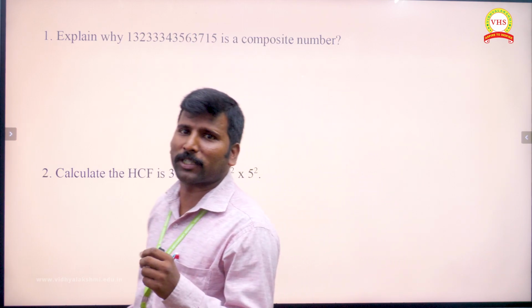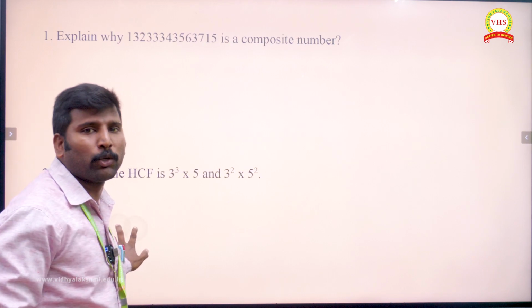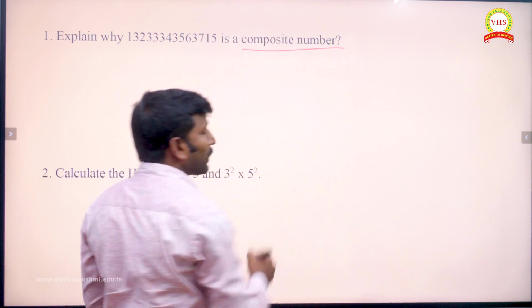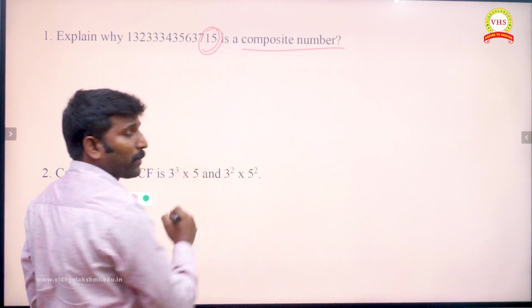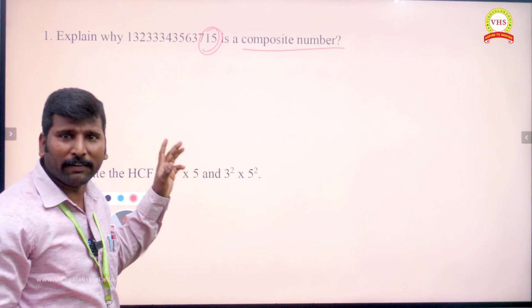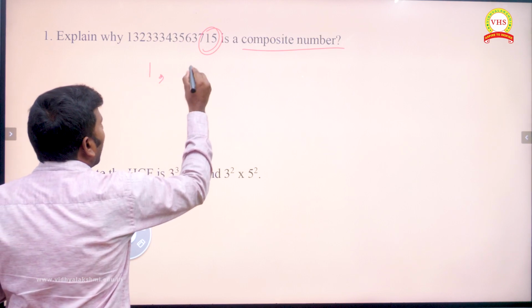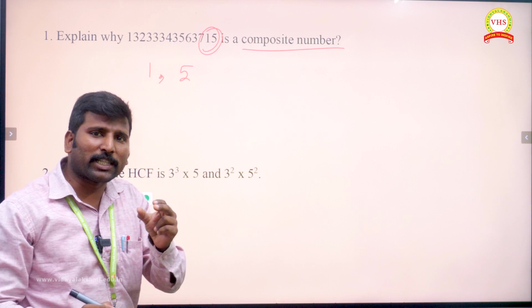First, we must know what a composite number is. A composite number is one that contains more than 2 factors. Am I right? That we should know. Here you see the number ends with 5. Ending with 5 means it will definitely have 5 as well as 1 as factors. So there are factors 1 and 5, so it has 2 factors. But the definition is more than 2 factors.